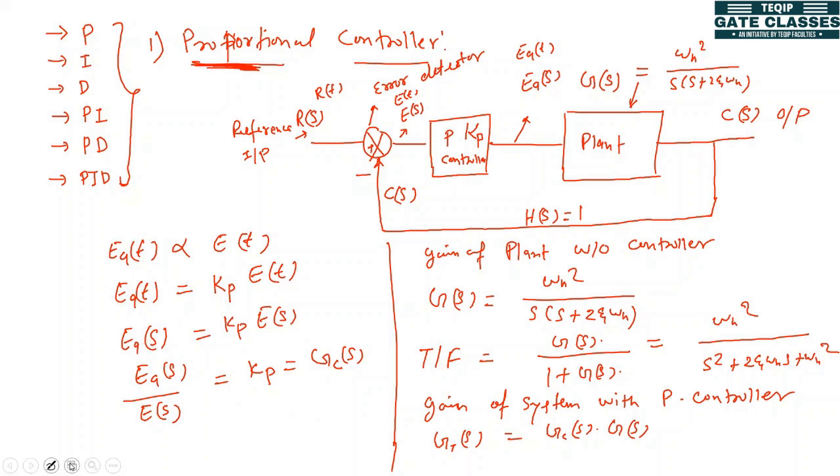We can put the value of the controller gain as well as the plant gain. So you can see GT, meaning the total gain of the system, is Kp into omega n square divided by s(s plus 2 zeta omega n).